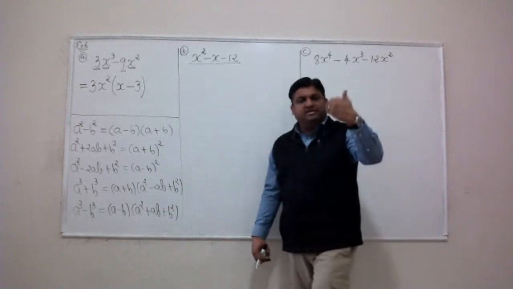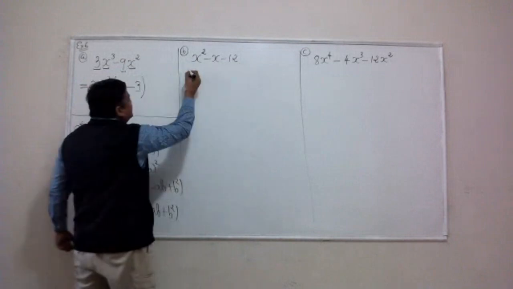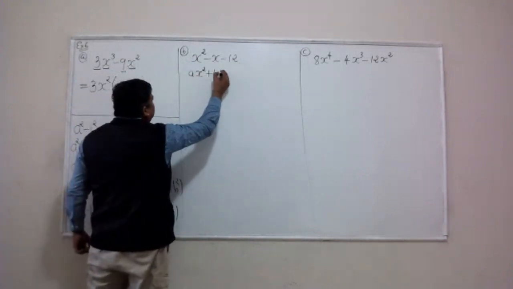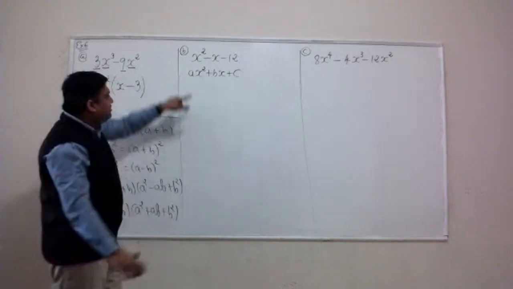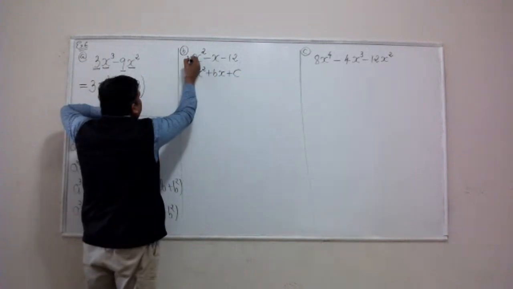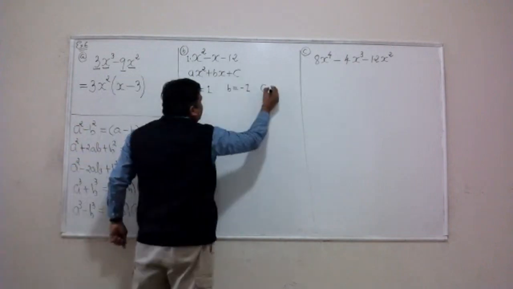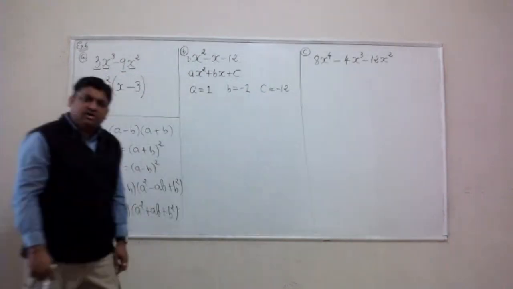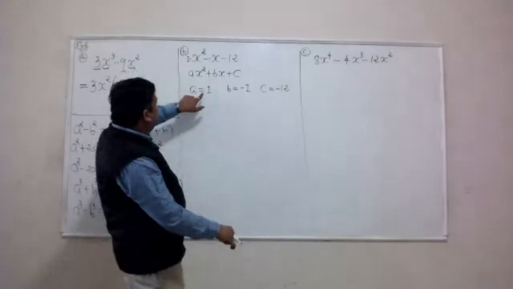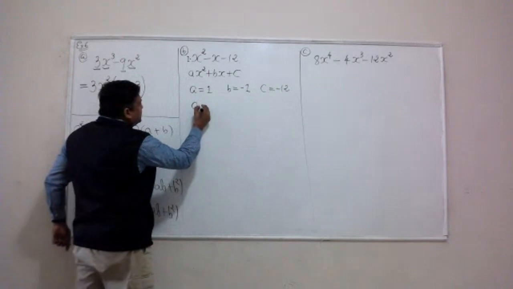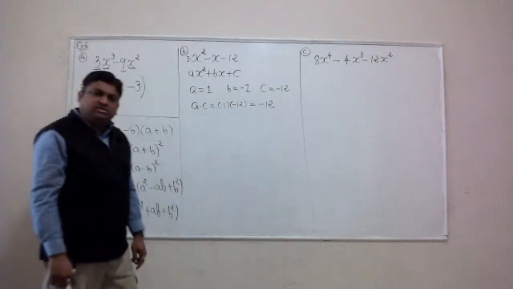Can I factorize it using the trinomial factorization method? Let's check. I'm going to compare this with ax squared plus bx plus c, and I would like to have the values of a, b, and c. What is a? A is the leading coefficient, right? A is 1, b is negative 1, and c is negative 12. All right, so I got the values of a, b, and c. Now let's apply that step-by-step method. Multiply the leading coefficient with the constant term, a times c. I get negative 12. All right, so the first step is done.